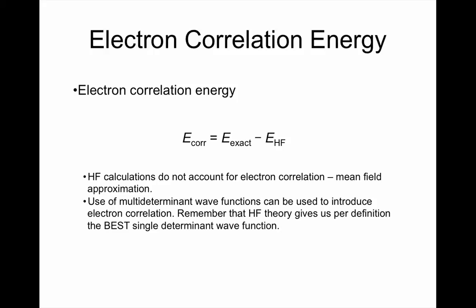We also saw in the last lecture that the Hartree-Fock method was built on the assumption that we could represent the wave function as a single Slater determinant. What we will do here now is introduce electron correlation through the use of so-called multi-determinantal wave functions, and see that these can be used in order to introduce electronic correlation. Remember here that Hartree-Fock theory per definition gives us the best single determinant wave function, so in order to go beyond this we need to introduce more determinants in our wave function.